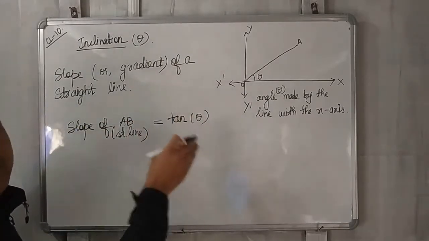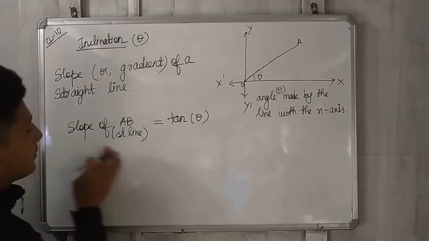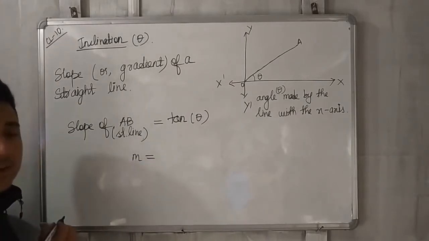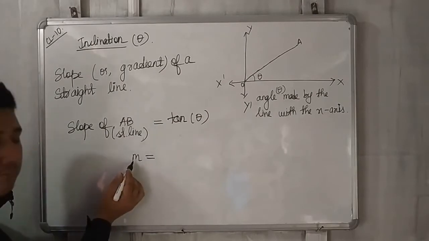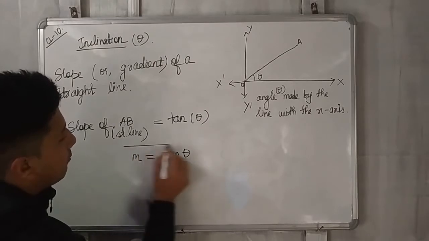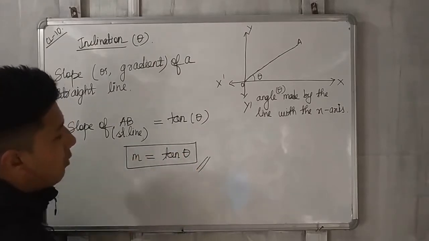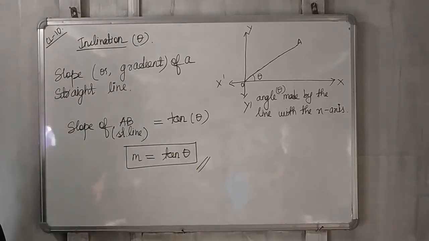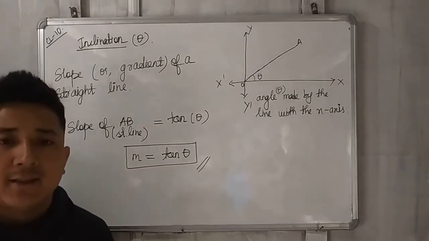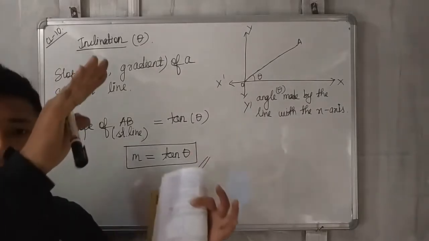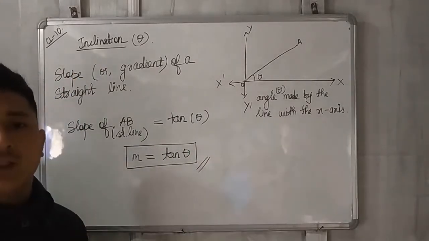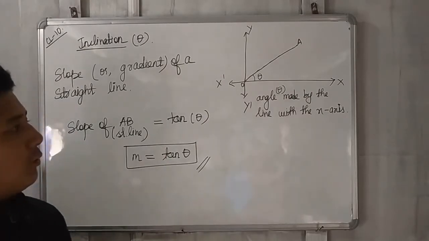Inclination means the angle made by the straight line with the x-axis, and slope means the tan of that inclination. So tan theta, and we also write slope as m. Wherever you see m now, please remember that m means the slope of the straight line. So m is equal to tan theta is the formula for slope or gradient of a straight line. Now this slope varies in different cases. When two straight lines are parallel to each other, the slopes are different. If two straight lines are perpendicular to each other, the slopes are different. We will see those cases now.